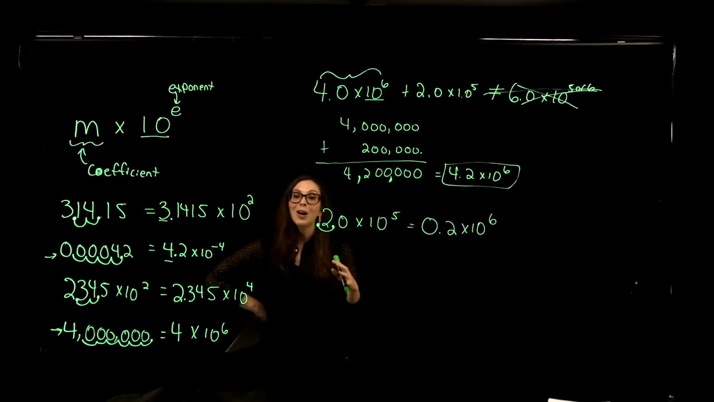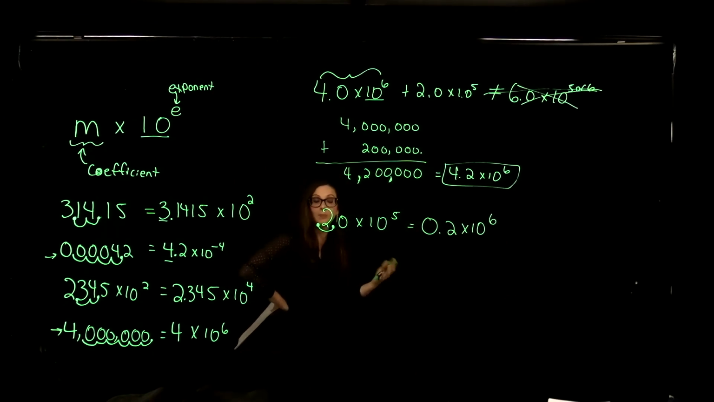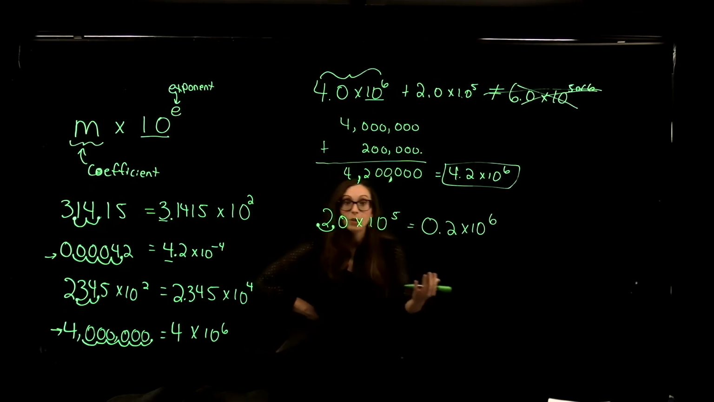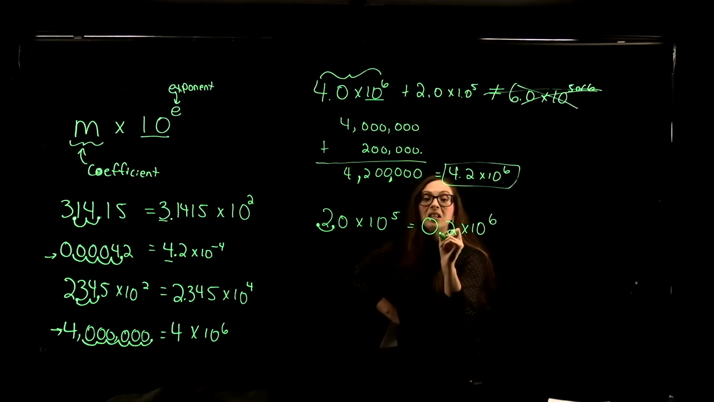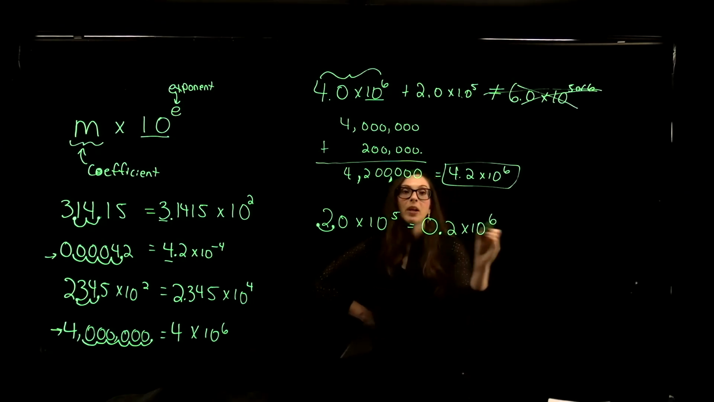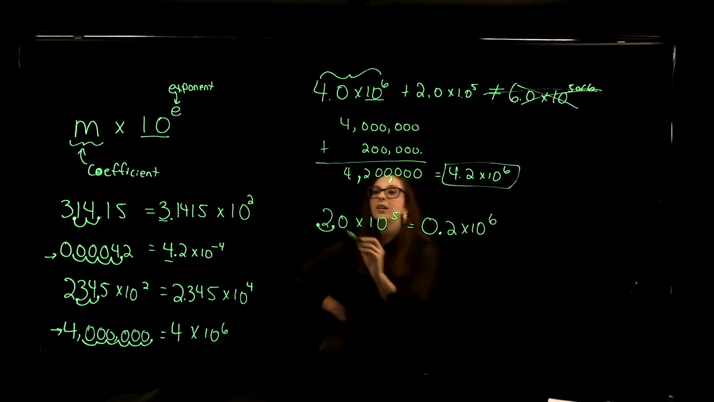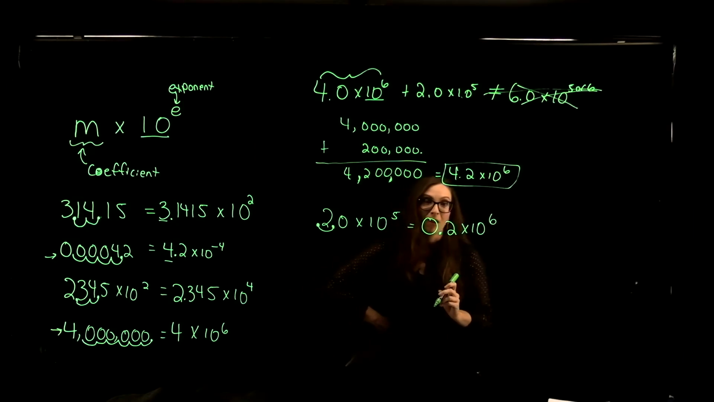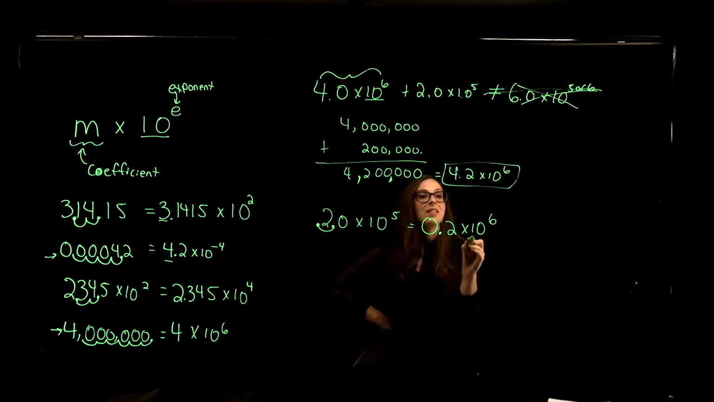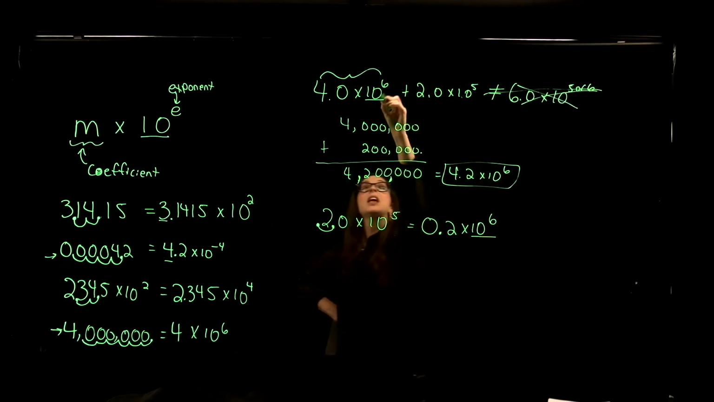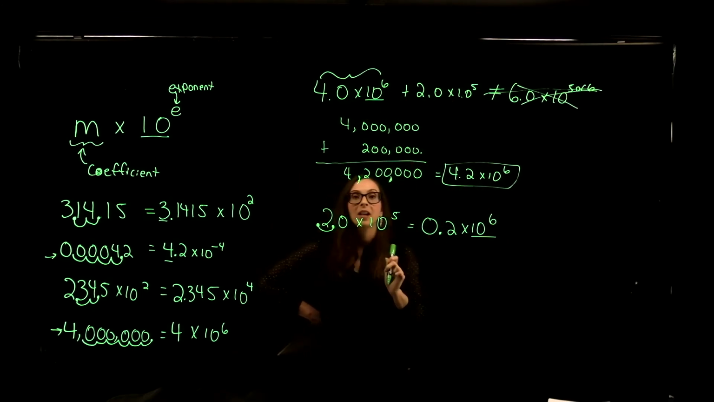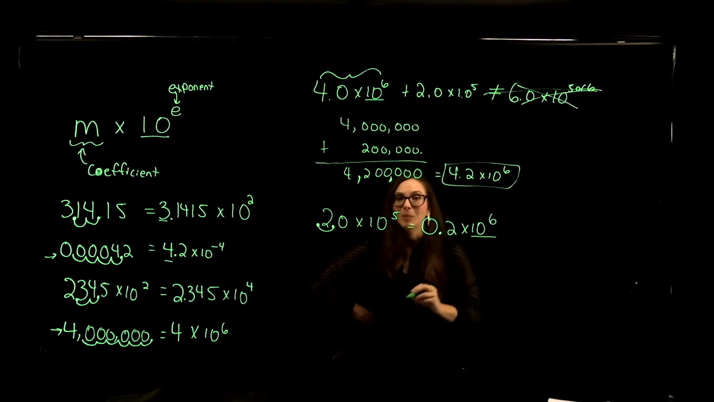Okay, it's no longer in normalized scientific notation, but this number is still correct, okay? 0.2 times 10 to the 6 is the same thing as 2.0 times 10 to the 5, okay? It's just not normalized. So now, because this number has the same power of 10 as my 4 times 10 to the 6, now I can add them together.